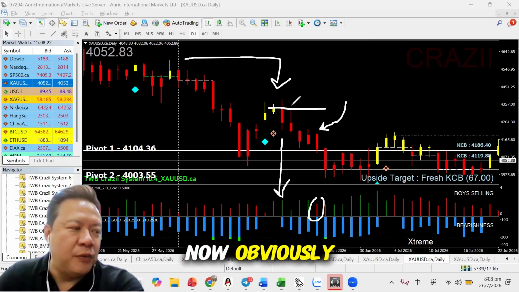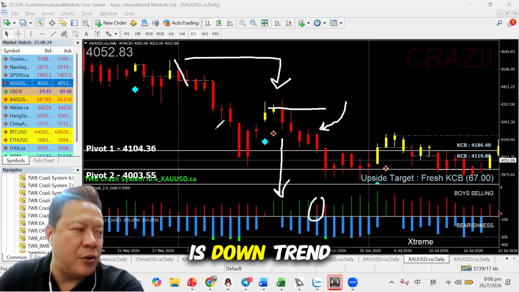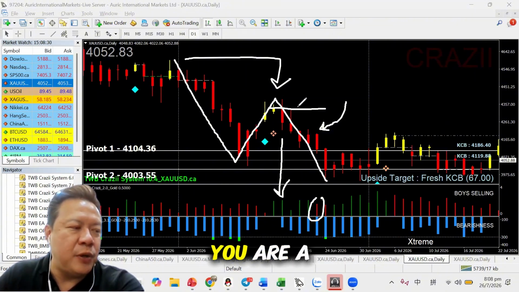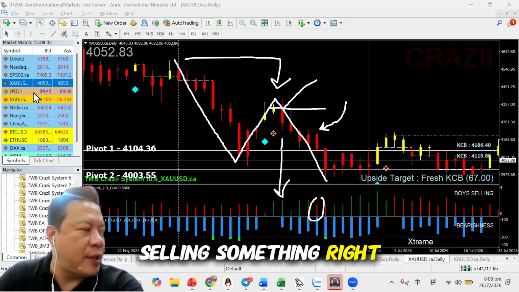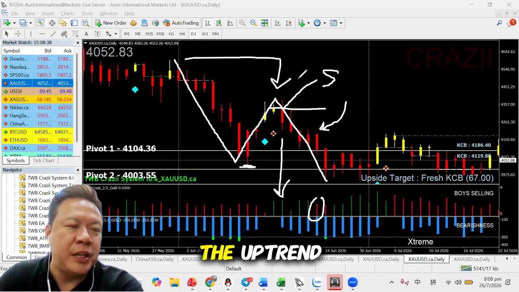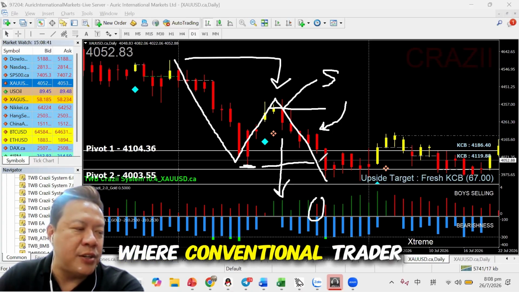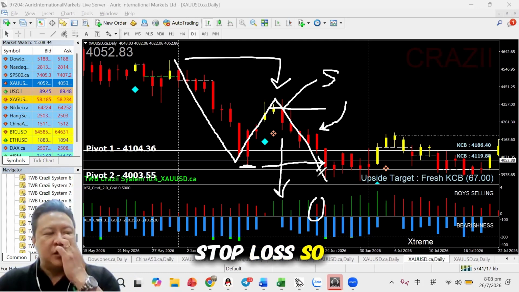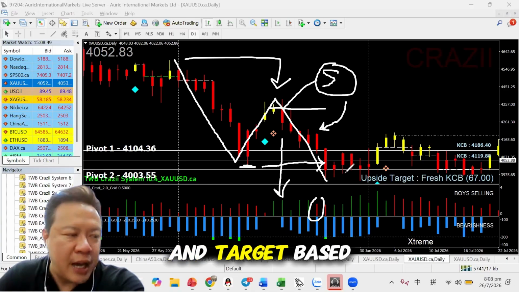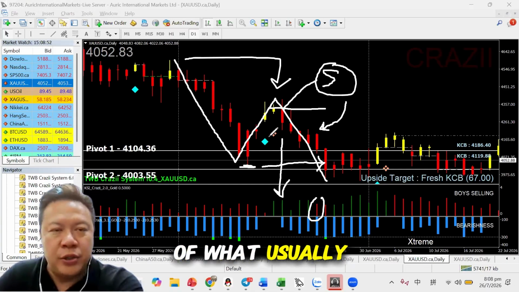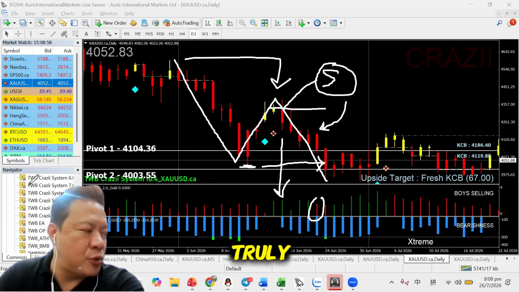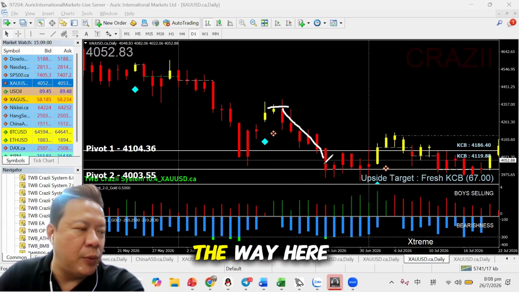Now, obviously, K trend is downtrend, followed by uptrend, then followed by downtrend again, right? So obviously, if you are a seller here, if you're selling something right here, then the target will be the lowest point of the uptrend because that is where conventional traders will put their stop loss. So you are going to sell right here and target based on the day chart of what usually people will buy and put their stop loss at. And you can see the market truly traded down all the way here.